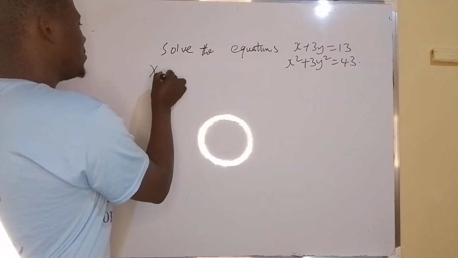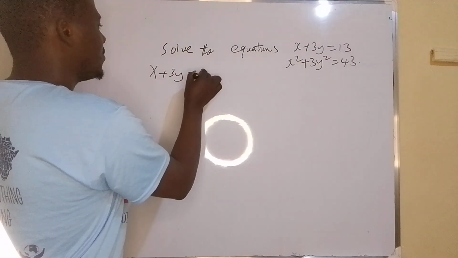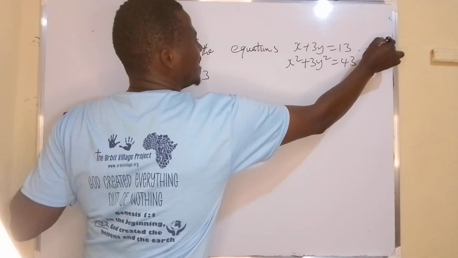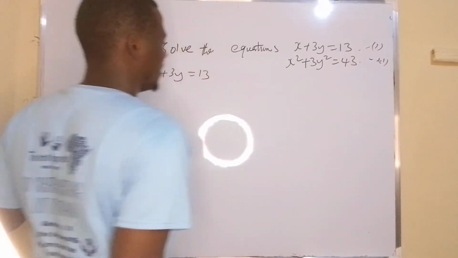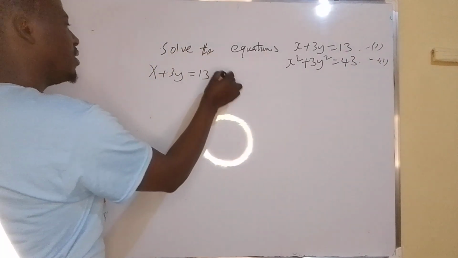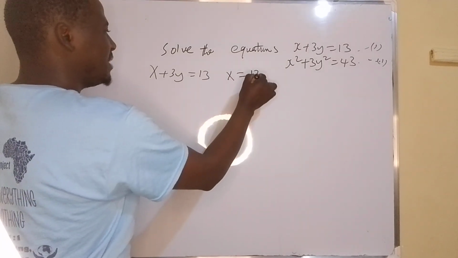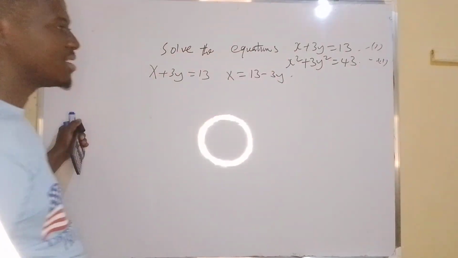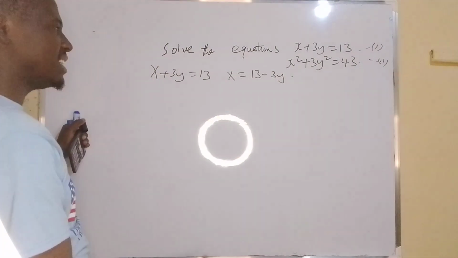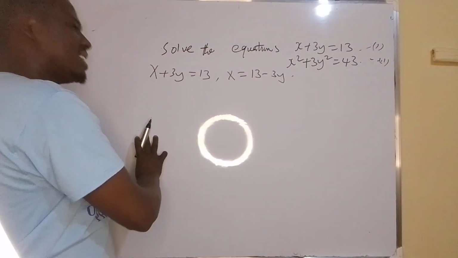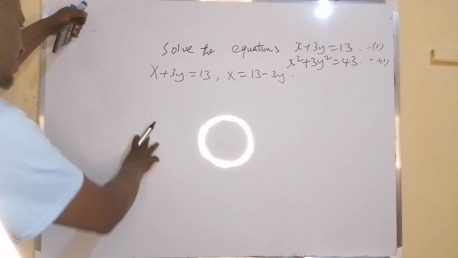So x plus 3y, using equation 1, don't forget. This is equation 1, this is equation 2, because these are simultaneous equations. So x will be equal to what? In this one, x will be equal to 13 minus 3y. That implies that you substitute in equation 2.